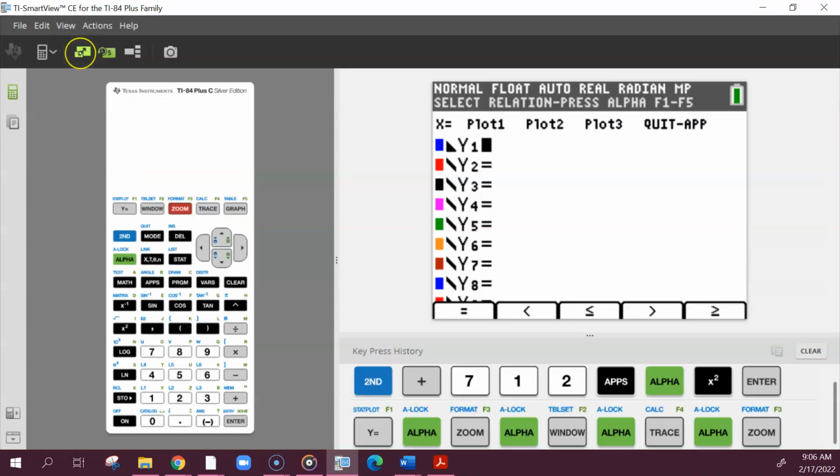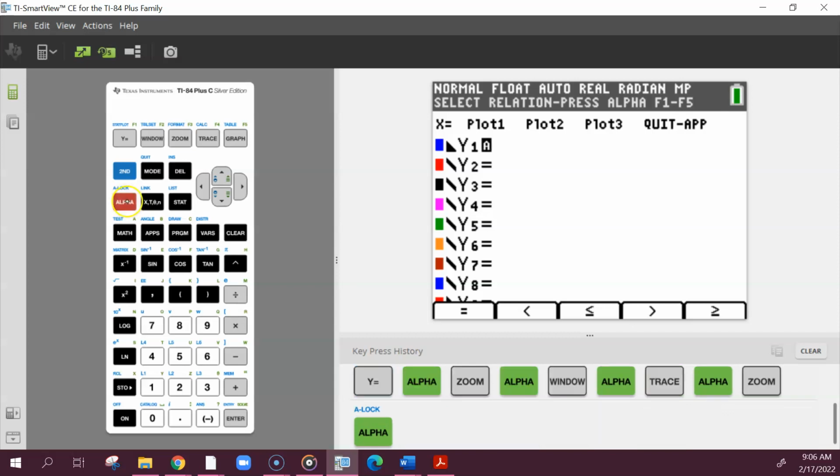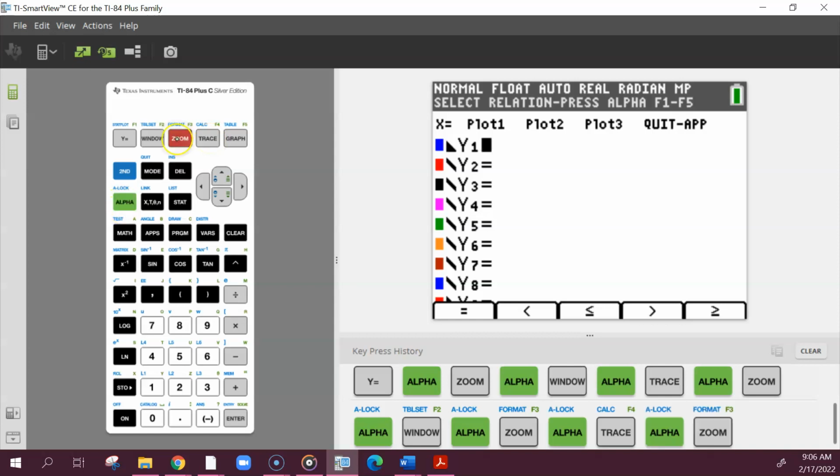What's nice about this is when you change it, it tells you whether it's going to be a solid or a dashed line. So if I did alpha window, this tells me it's going to be a dotted or dashed line. This one tells me it's going to be a solid line. This also tells me it's going to be shaded below. Same thing for the other ones. It'll also tell you it's shaded above.